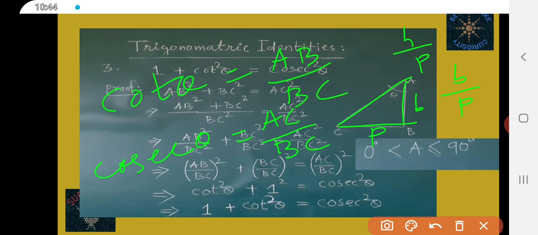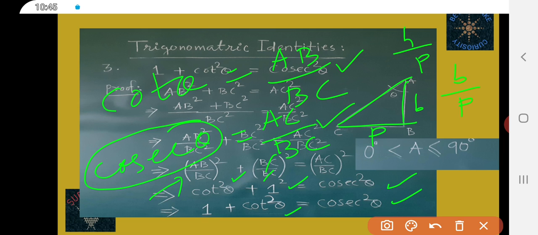Now you can put the values of cot theta and cosec theta in this equation. So AB by BC is cot, so cot square theta. BC by BC cancels, that is equal to 1, so 1 square. Here AC by BC is cosec theta, so cosec square theta. So 1 plus cot square theta is equal to cosec square theta.